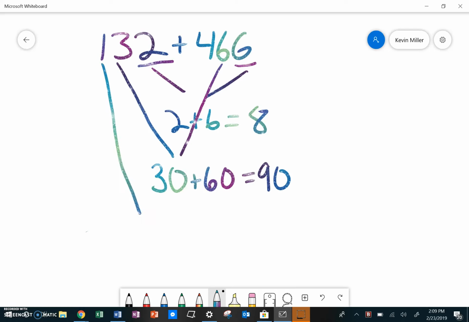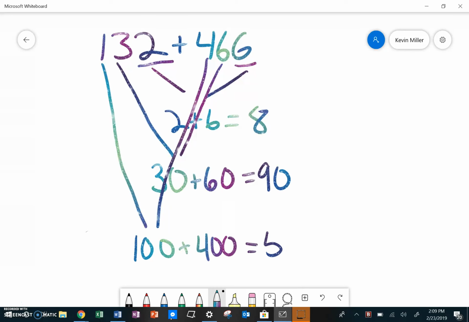Finally, I'm going to attack the hundreds place. I have a 1 in the hundreds place. I know that 1 in the hundreds place is 100, plus a 4 in the hundreds place, which is 400. And I know 100 plus 400 is 500.